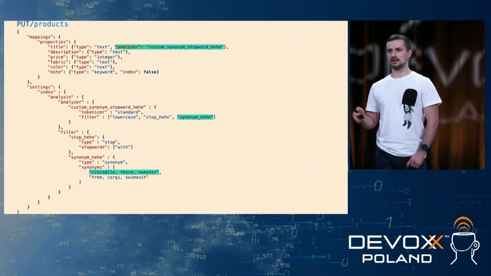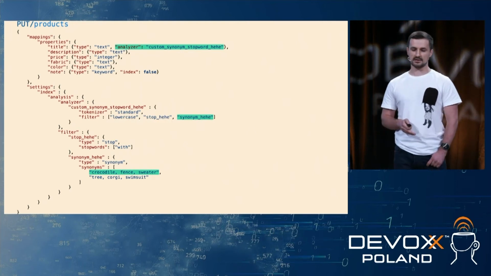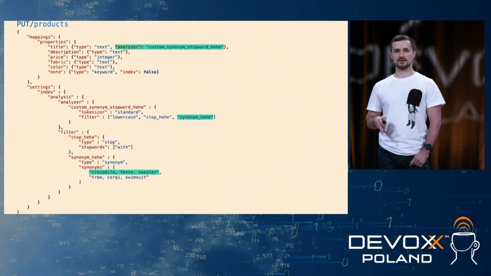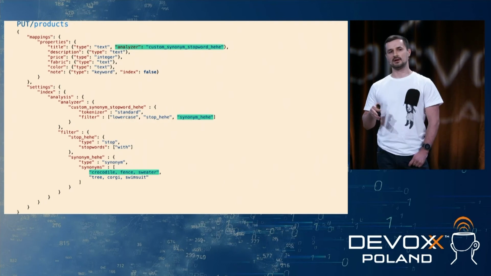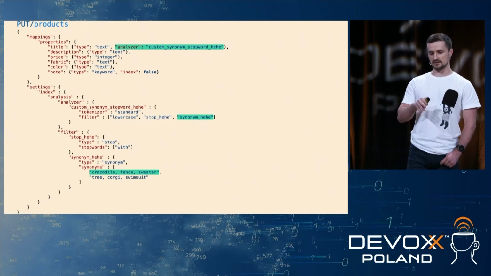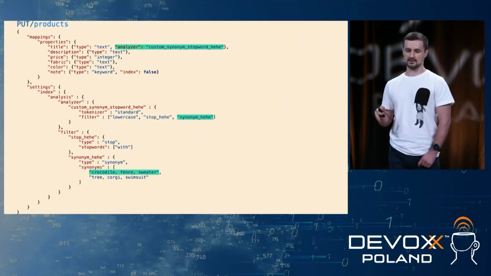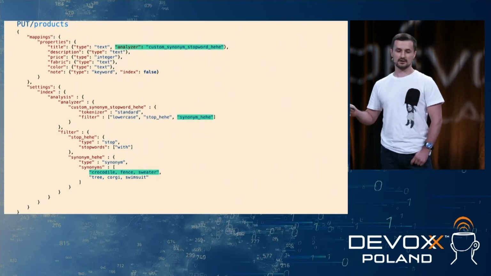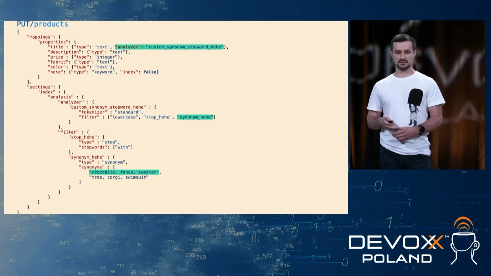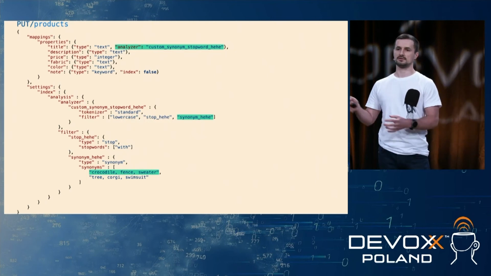And again, we need a custom analyzer. But this time we added the synonyms, underscore hehe. And the synonyms are a list of strings, and each string is words separated by commas. And the rule is all of the words in the string mean the same thing. So, for instance, here we have the crocodile, fence, and sweater, and it's completely the same. And tree, corgi, and swimsuit are also completely the same.